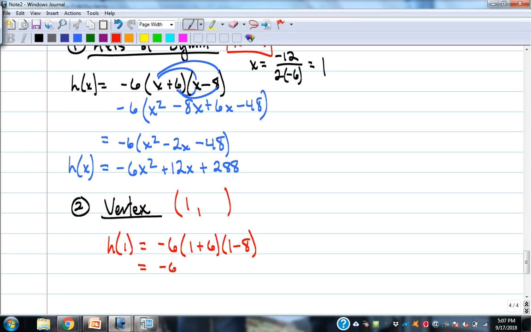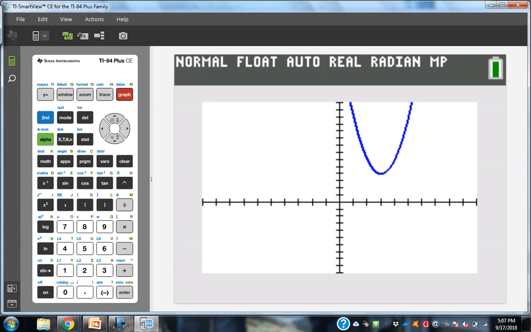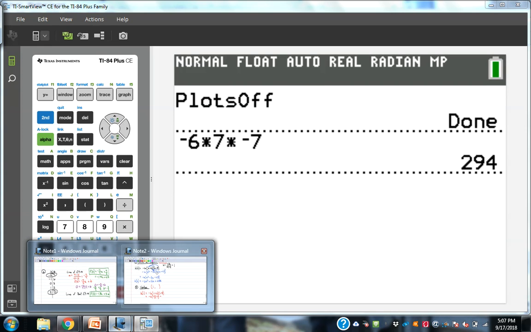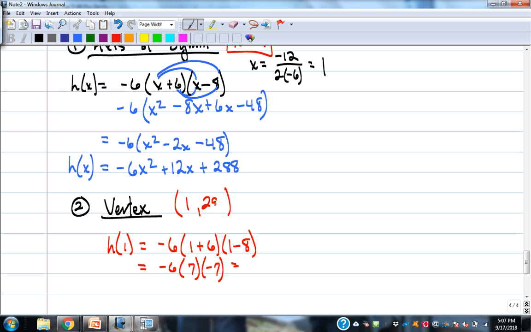So that's going to be negative 6 times 7 times negative 7. That's 294. Definitely not going to be a pretty one to graph. It's pretty large. So there it goes. Now, here's where it gets nice. The intercepts.